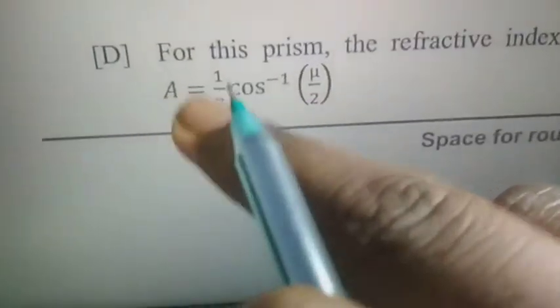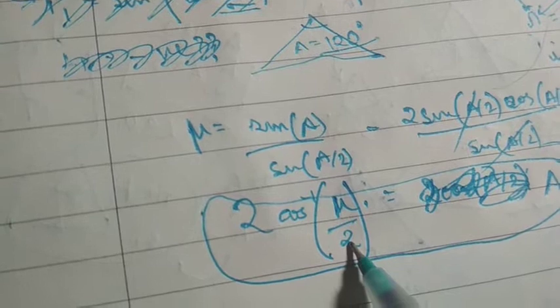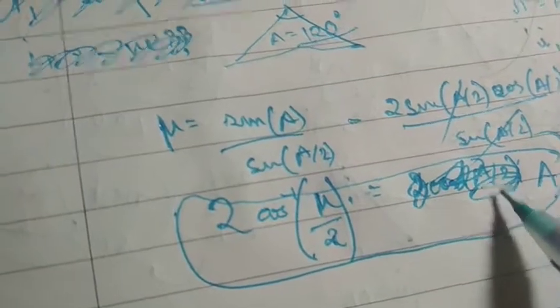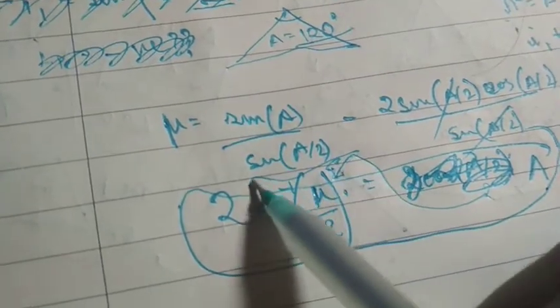But however, you can see that half A equals to half cos inverse mu by 2, but we got 2 cos inverse mu by 2, right? Because the A by 2, that 2 went above in here. So of course D is not correct. Now moving on to option C.